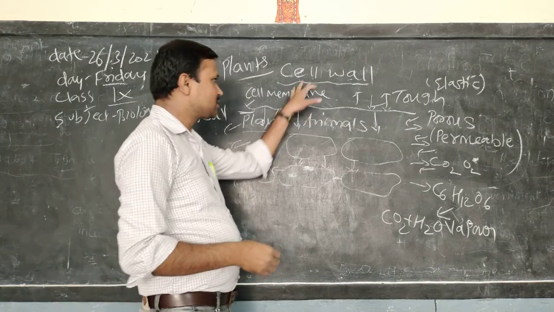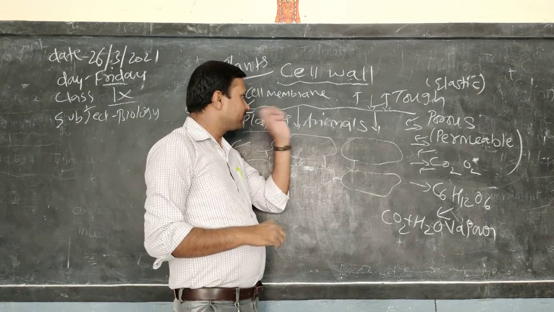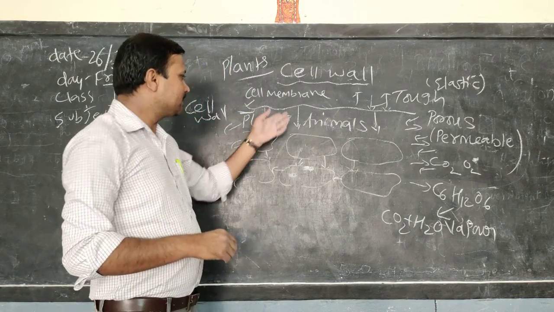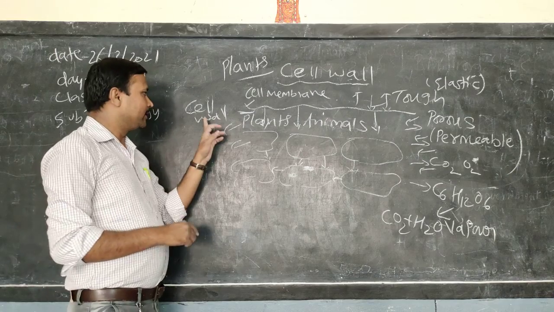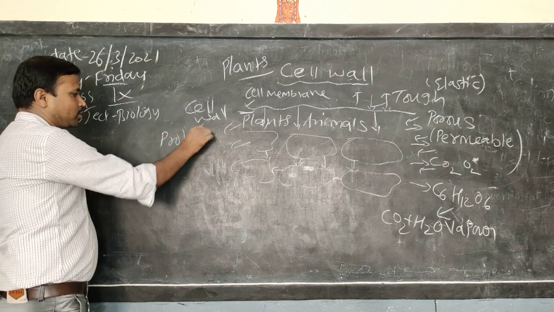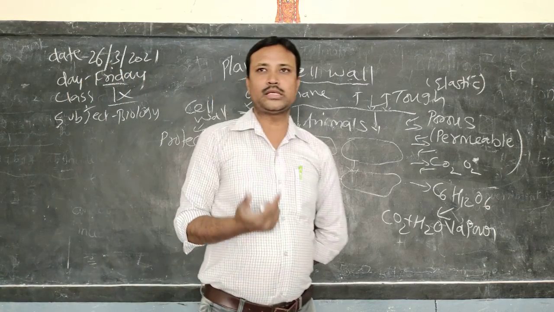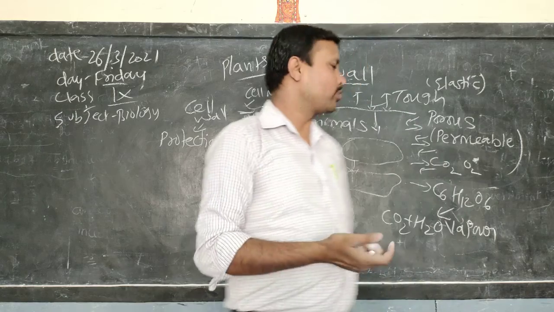The cell wall is present just behind the cell membrane. It is the innermost side, outermost layer, we can say, the cell wall. Inside the cell wall, so many cells are there. This cell wall acts as a protective layer, as protection. Protection from what? From which things are they going to protect?